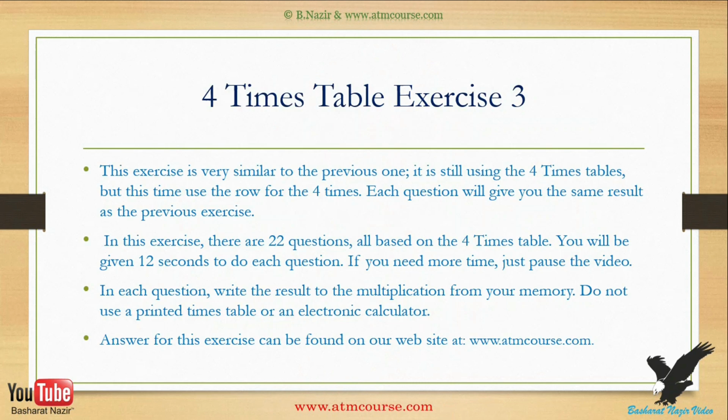This exercise is very similar to the previous one. It is still using the 4 times tables, but this time use the row for the 4 times. Each question will give you the same result as the previous exercise. In this exercise, there are 22 questions, all based on the 4 times table. You will be given 12 seconds to do each question. If you need more time, just pause the video before the timeout tone. In each question, write the result to the multiplication from your memory. Do not use a printed times table or an electronic calculator. Answer for this exercise can be found on our website.